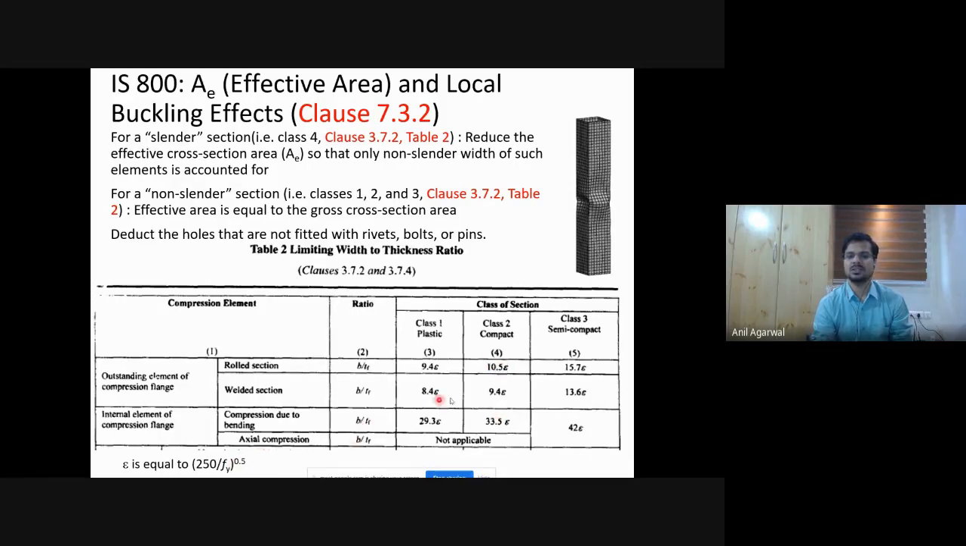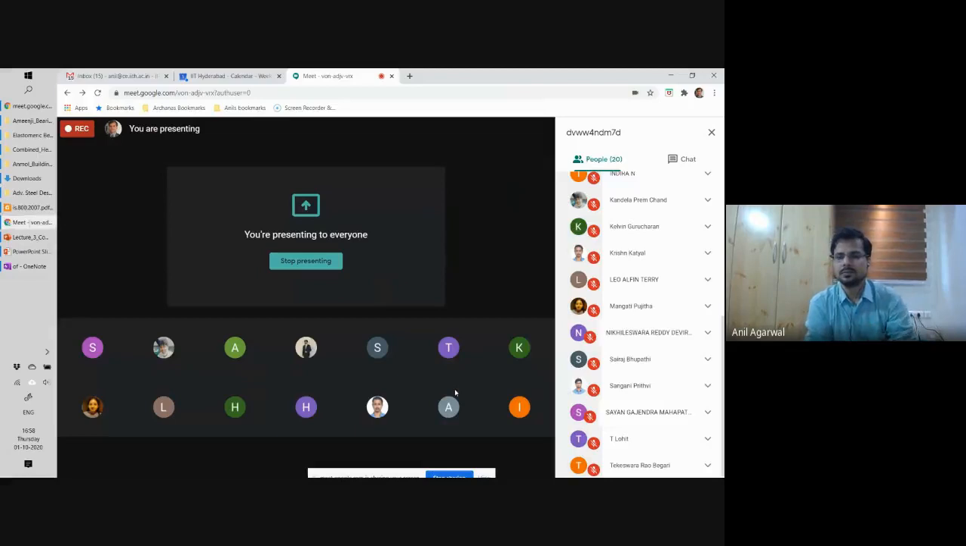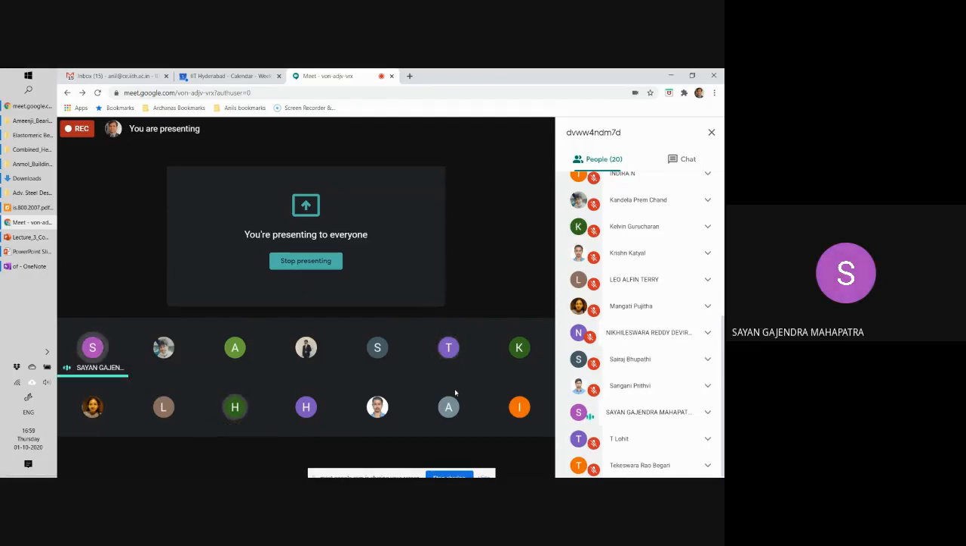But for high strength steel, what will happen to your limits here? For high strength steel, all the numbers there, will they increase or decrease? In table 2, there are several numbers given, right? So when you have high strength steel, let's say the yield strength is 350 instead of 250, will the B by TF limits increase or decrease? Obviously it will decrease now. Decrease, right?